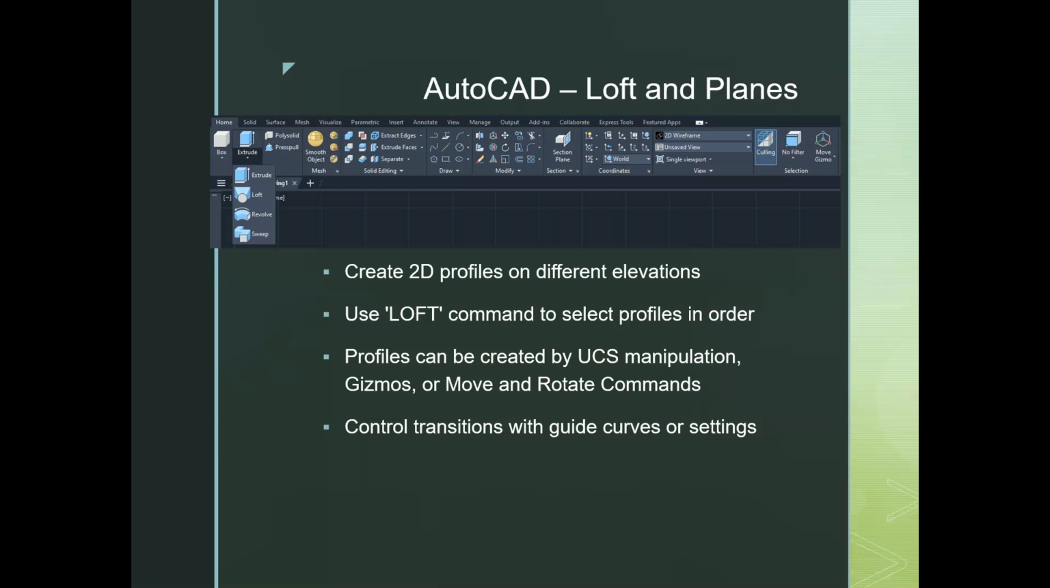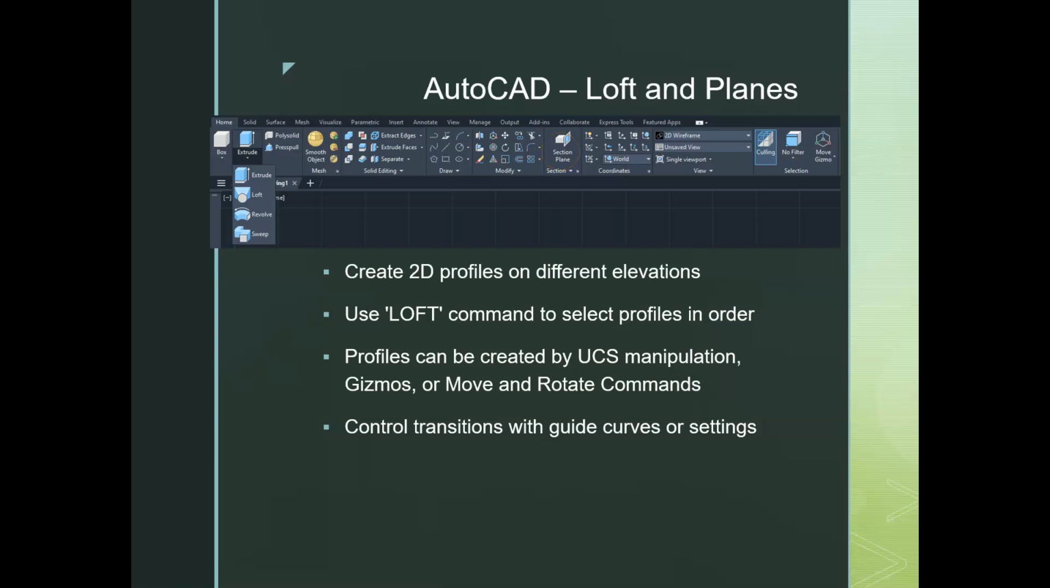All right, so the first one we're going to discuss is going to be AutoCAD. So the AutoCAD user interface is going to look like this. We typically see that the Loft command is going to be underneath this extrude. And then you would think that I would do a section plane or something of that nature, but this is something that is totally different.